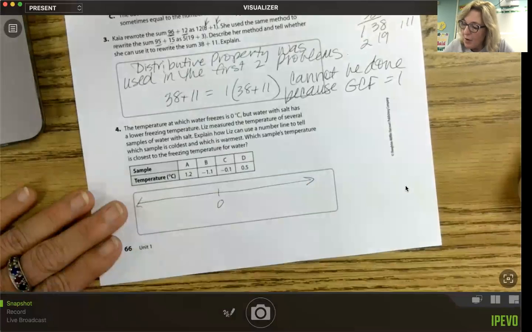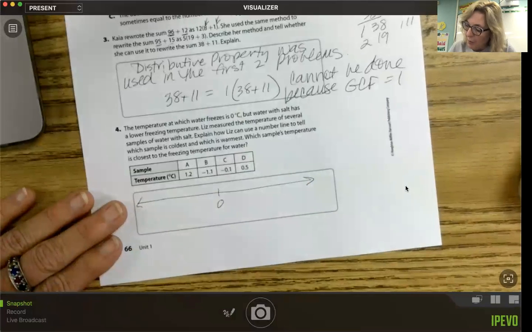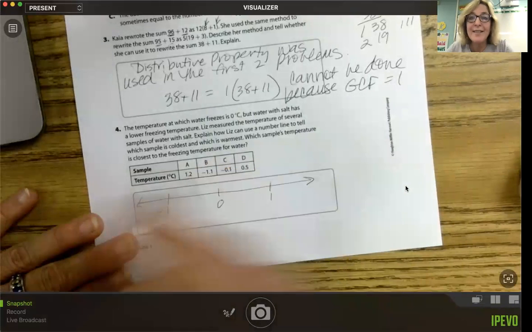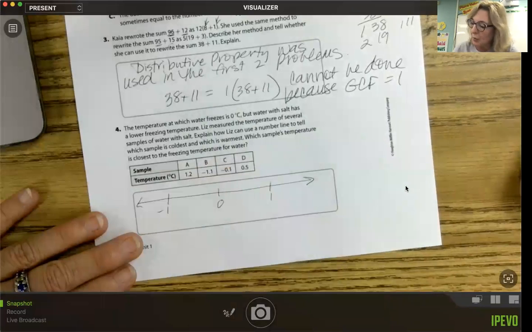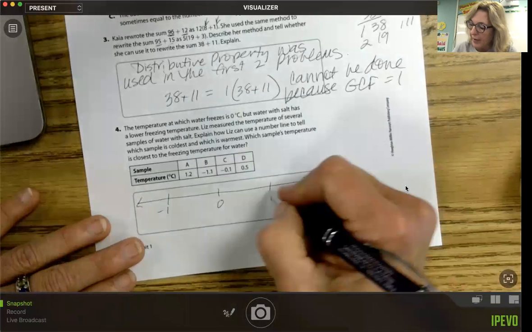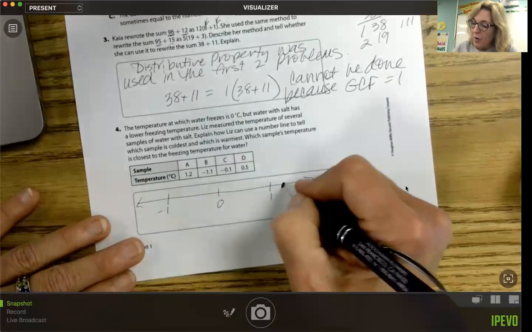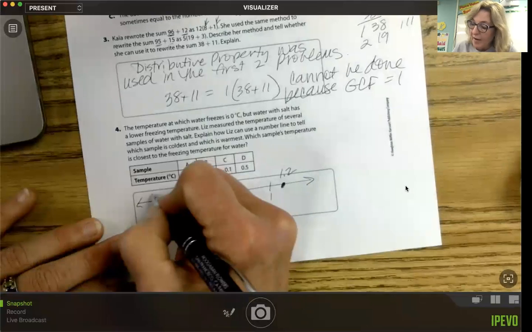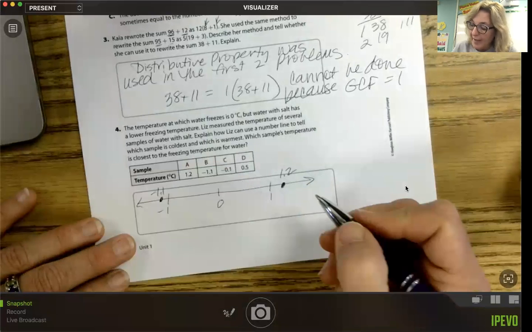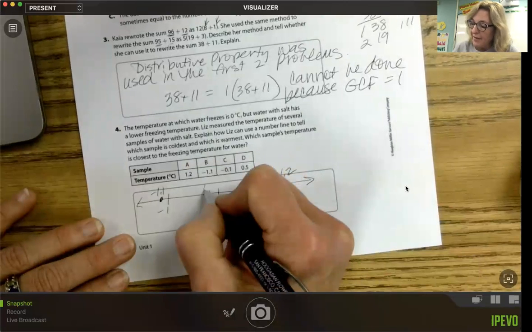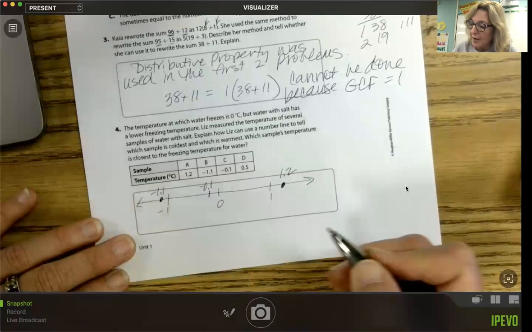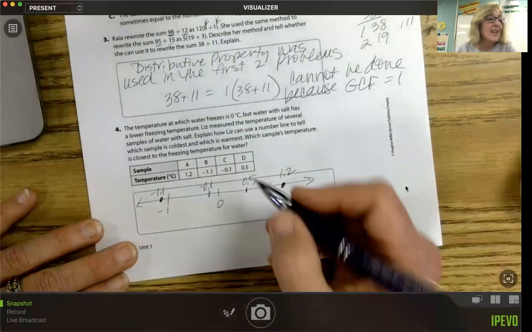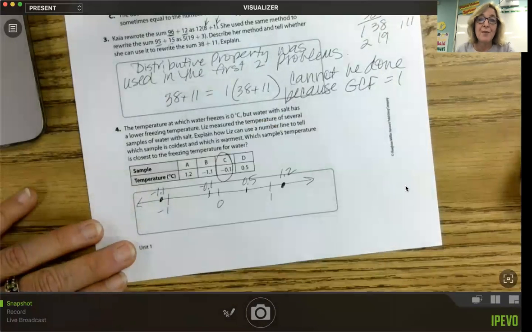And what do we have? I'm just going to put 1 here and -1 here so that they're somewhat evenly spaced apart. 1 2/10 would be greater than 1, so it's maybe about here. -1 1/10 would be less than -1. -1/10 would just be a little bit less than 0. And 5/10 would be halfway between 0 and 1. So it appears that C is the closest to the freezing temperature.